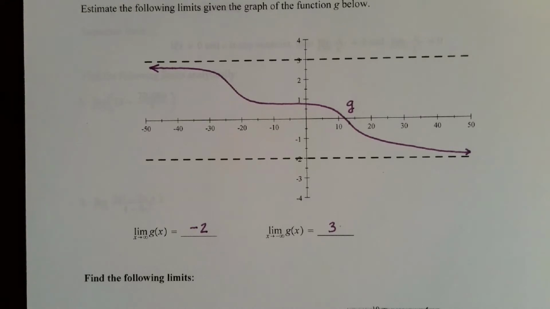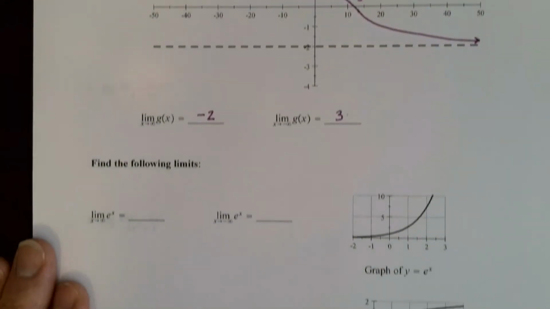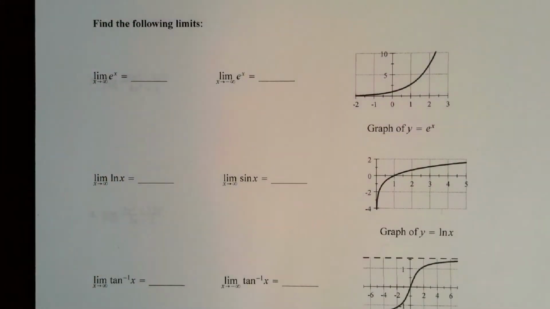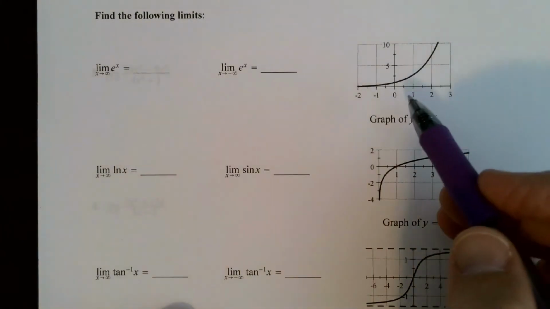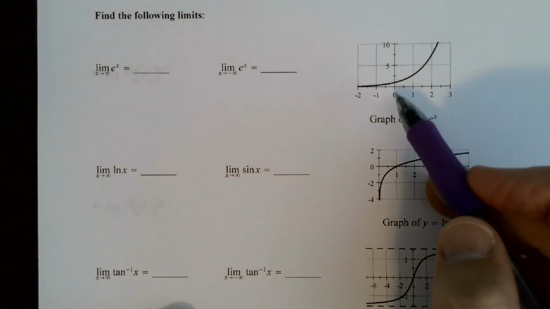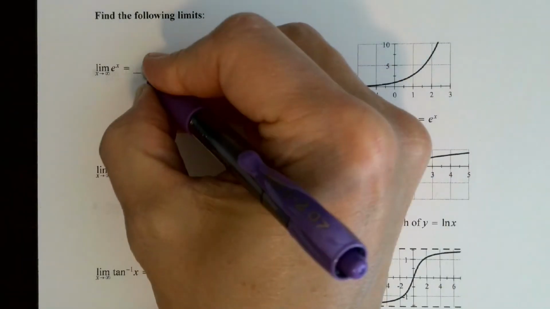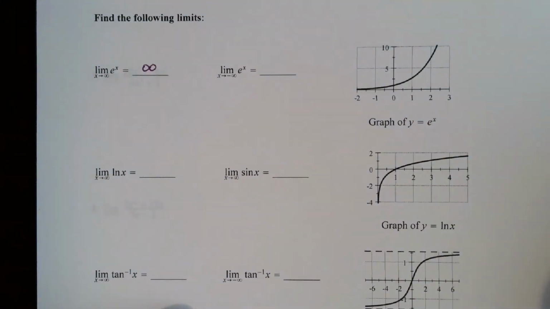Okay? Finding limits at infinity for our basic functions is important. I just want to review that real quick. I've got the graph of some of these functions here. What's the limit as x goes to infinity of e to the x? This is the graph of e to the x. So as x goes to infinity, where are we going to? Well, we are going to infinity, right? It's getting unbounded. We don't approach any horizontal asymptote.